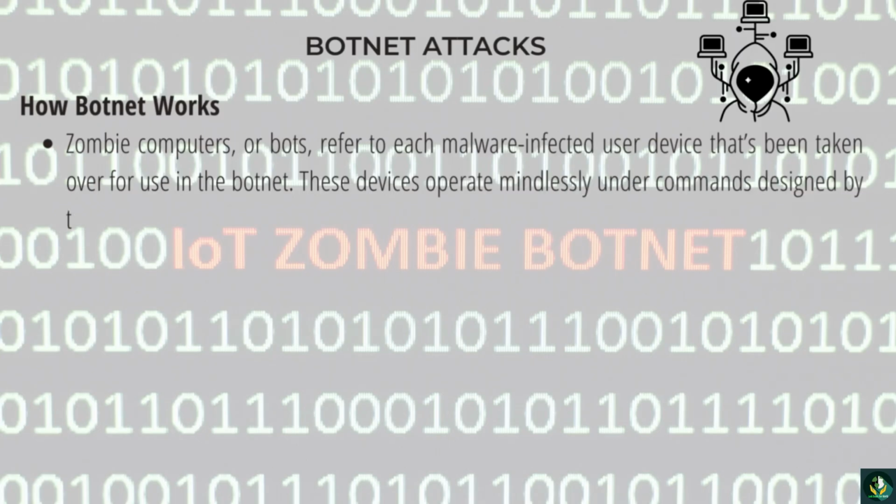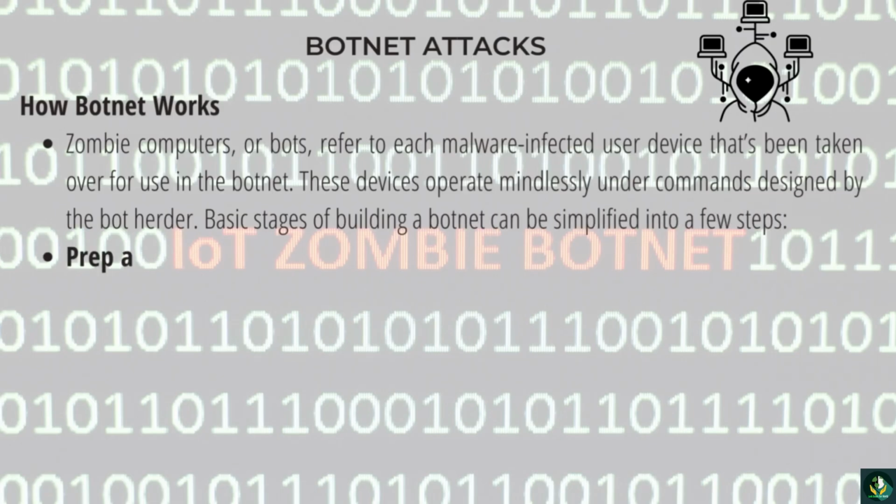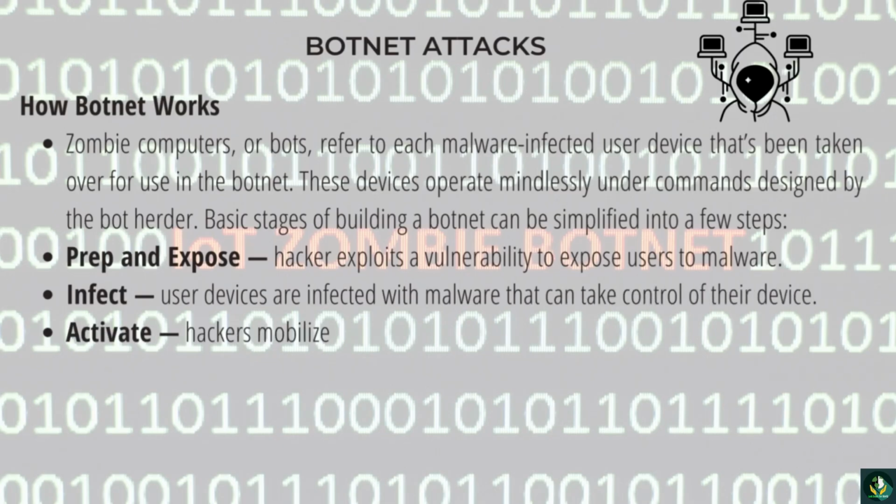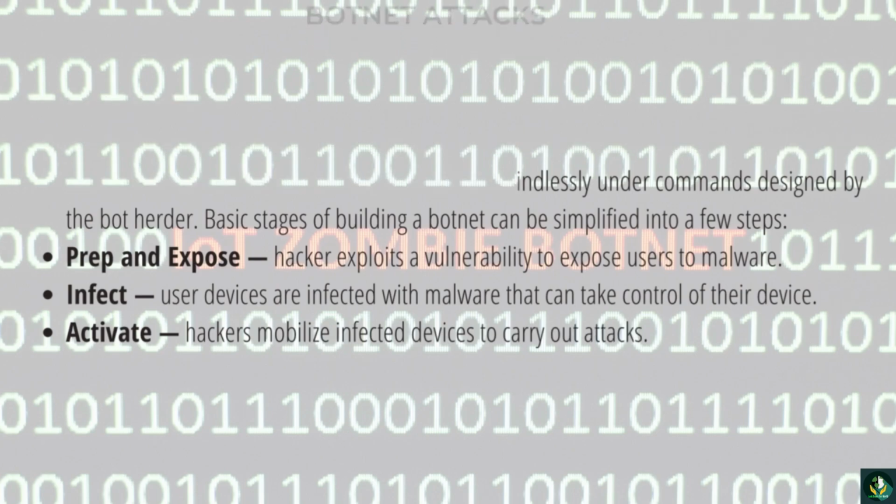The basic stages of building a botnet can be simplified into a few steps. 1. Prep and expose. The hacker exploits a vulnerability to expose users to malware. 2. Infect. Users' devices are infected with malware that can take control of their device. 3. Activate. Hackers mobilize infected devices to carry out attacks.